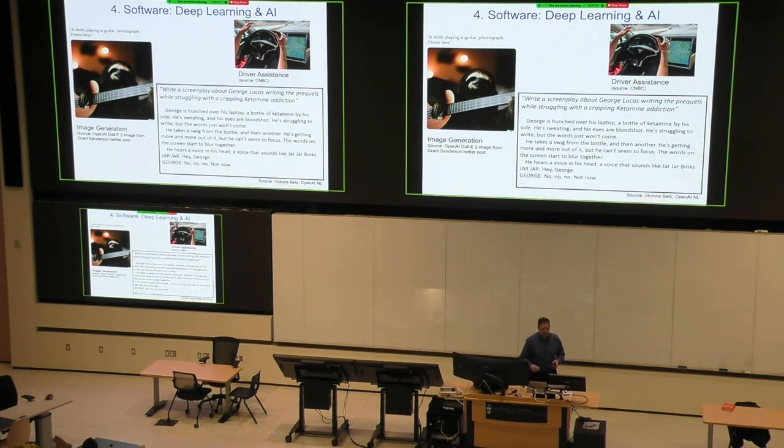This last example actually comes from my daughter, Victoria Betts, just because I thought it was kind of cool. So she typed this prompt into an OpenAI natural language processing transformer network, a certain kind of neural network: Write a screenplay about George Lucas writing the prequels while struggling with a crippling ketamine addiction. And it actually came back with a pretty good script.